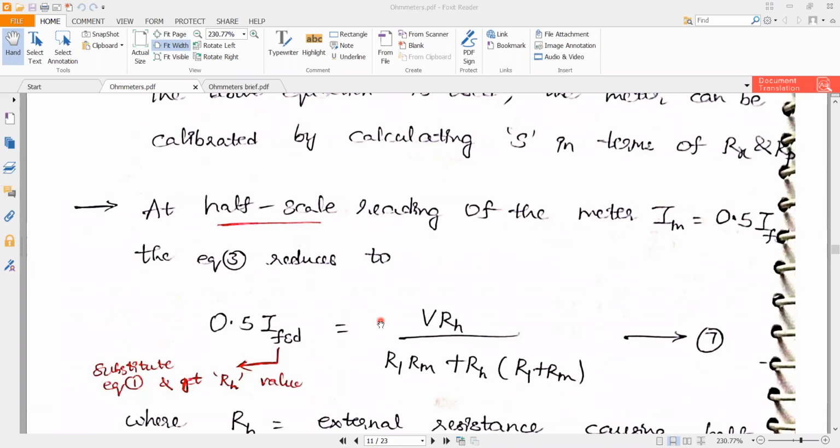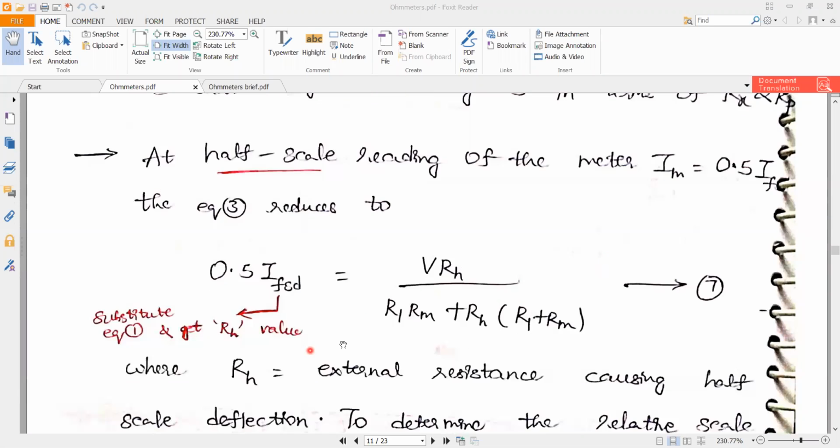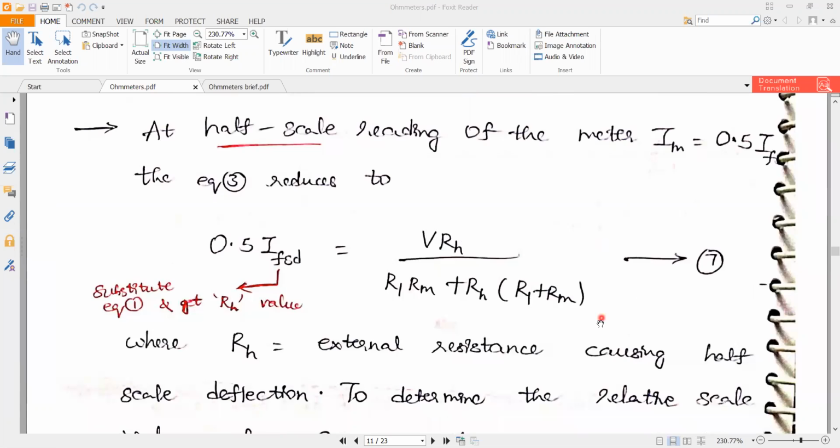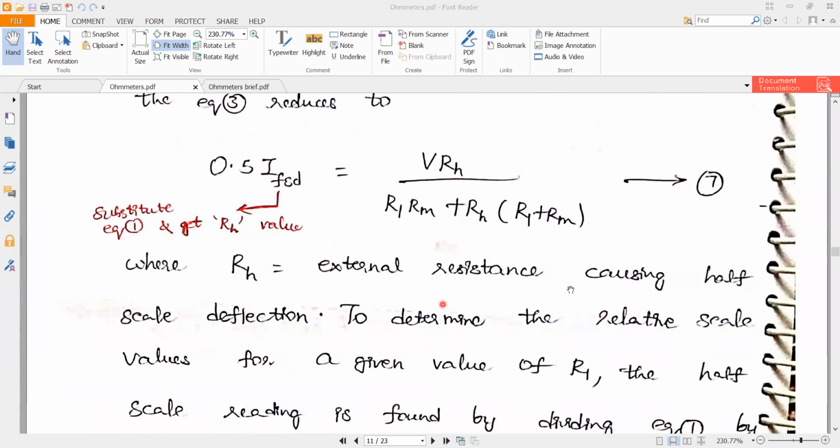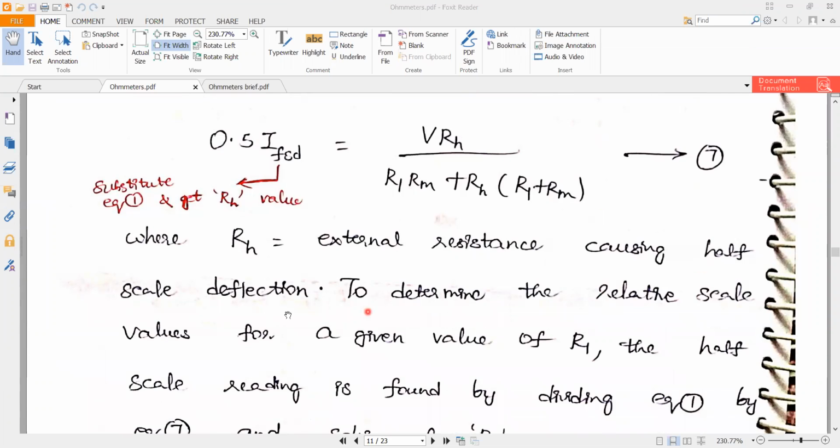Initially equation 3 is given like this, Im is equal to Vrx by the R term. Now we substitute the half scale deflection current, 0.5 IFST, for that term here. Let us assume that it is equation number 7. RH is the external resistance causing the half scale deflection here.